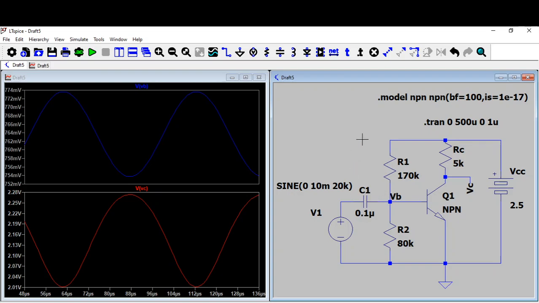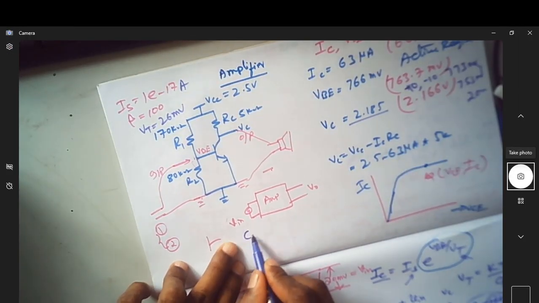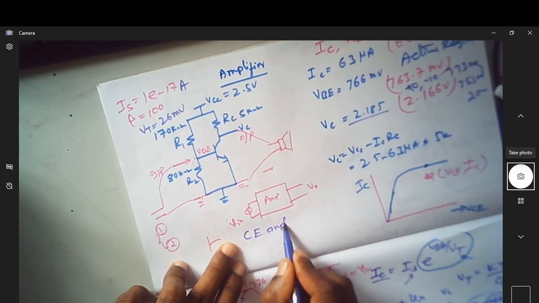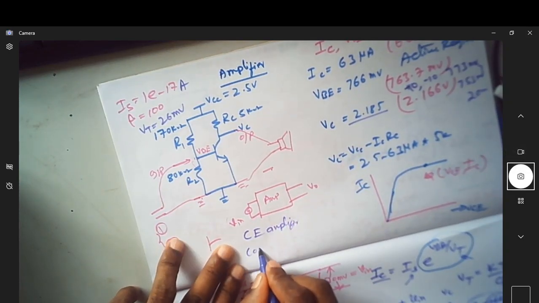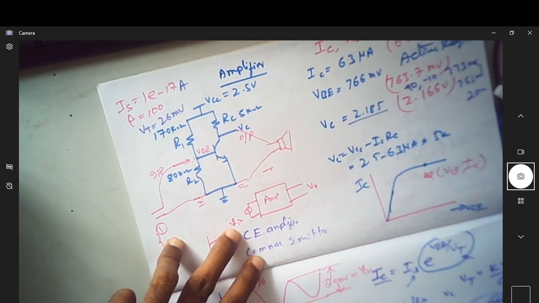But basically the name of this amplifier is slightly different. It is called common emitter amplifier. Of course you might have studied common base configuration, common emitter configuration, common collector configuration, all those stuff. This is called common emitter amplifier. So what is the name of this circuit? The name of this amplifier is CE amplifier, which we call common emitter amplifier.